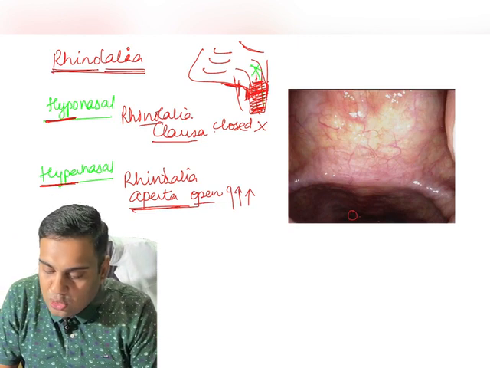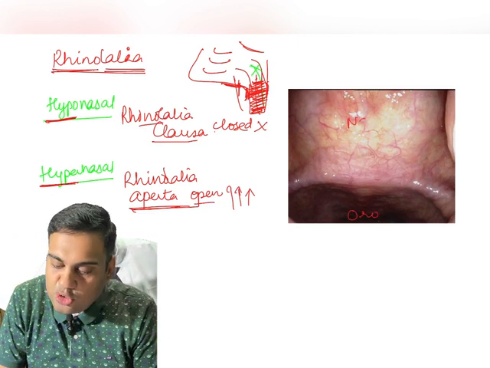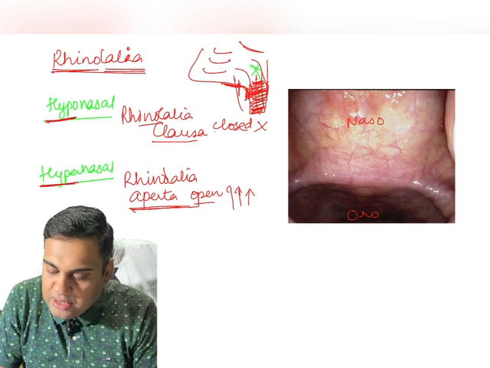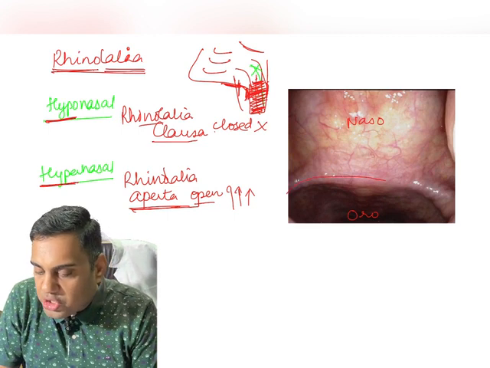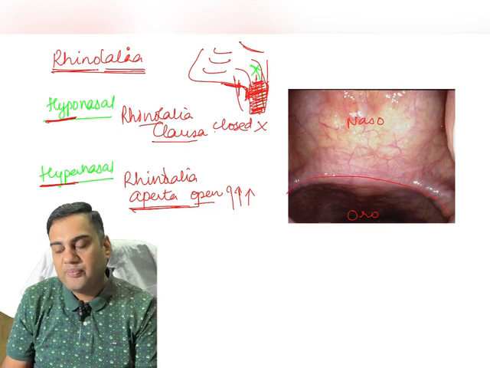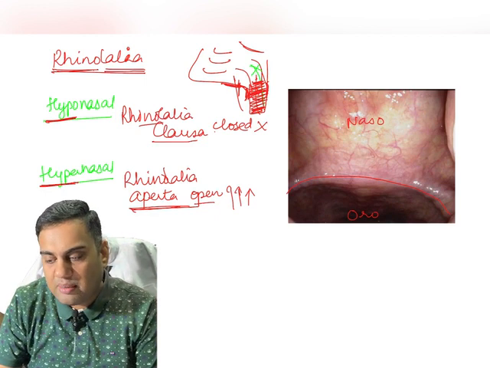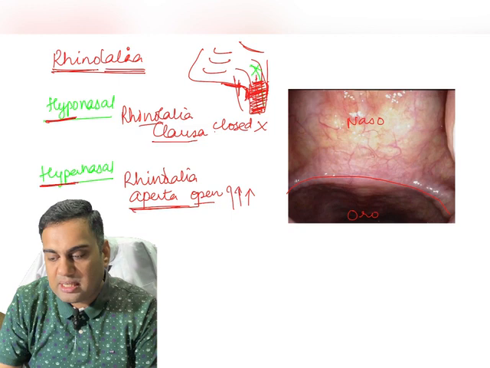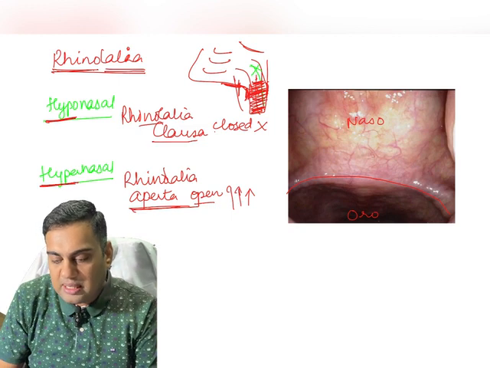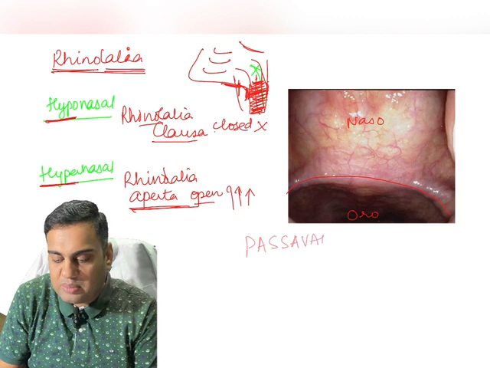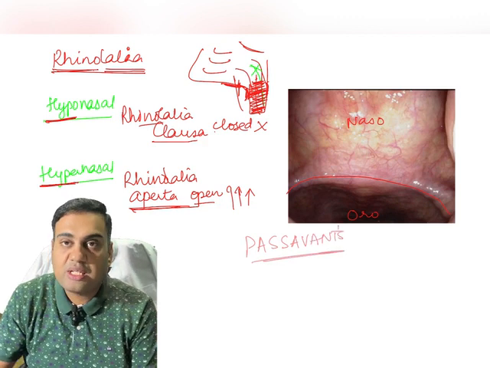This is the oropharynx. This is the nasopharynx. Then there is one particular ridge that is forming over here. This ridge, what is this called? Can anybody tell me? Just think about it. Yes, this ridge is Passavant's ridge. This ridge is Passavant's ridge.